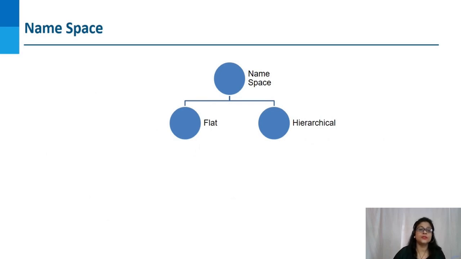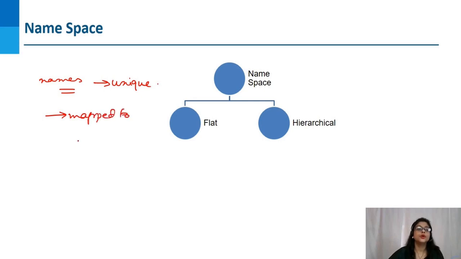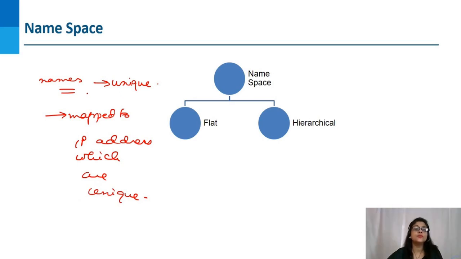Let's understand the namespace. In order we choose the names from the namespace, we must carefully choose the names because they must be unique in nature. Why? Because these names are mapped to IP addresses which are unique in nature. So that's why these names must be properly chosen. Now this namespace can be divided into two parts. One is called the flat namespace and the other one is a hierarchical namespace.